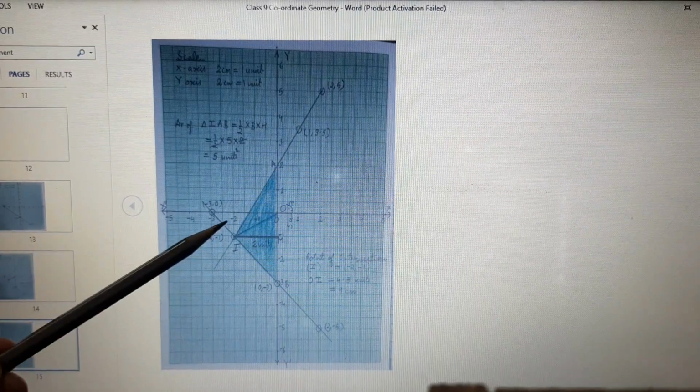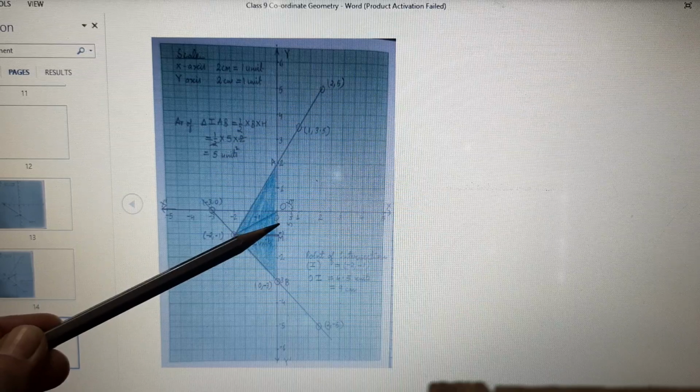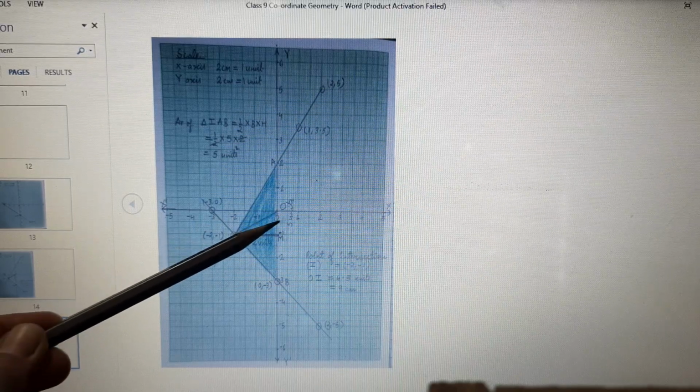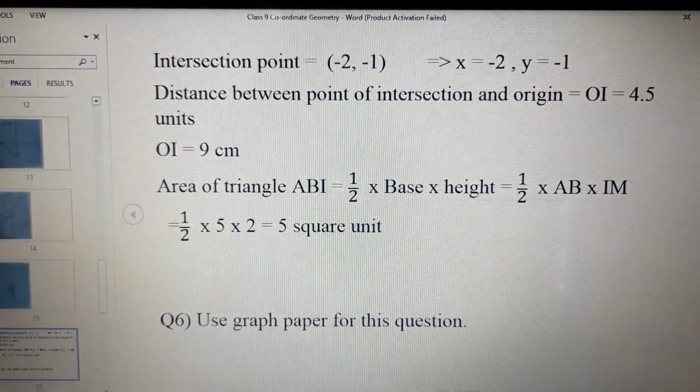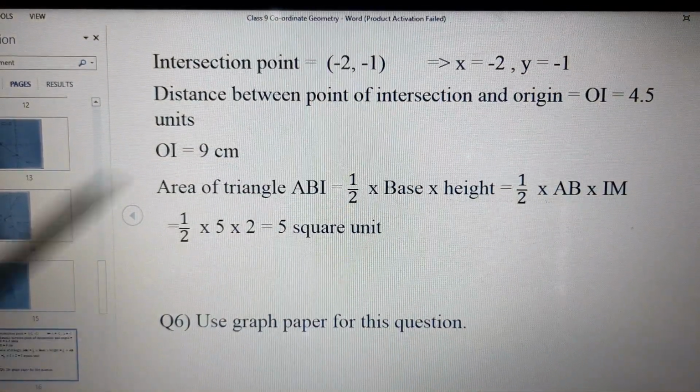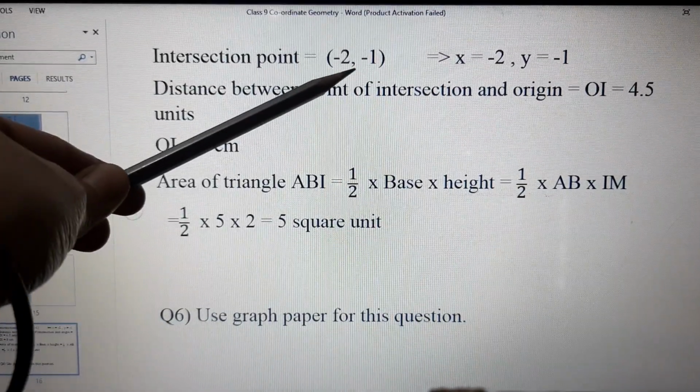Likewise, if you count this, it is -2 to -1 and then -1 to 0. That means 1 and 2. 2 units is the height. 5 is the base and 2 units is the height. The intersection point has been written.